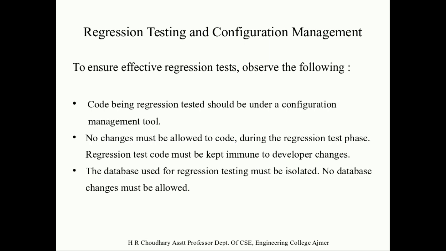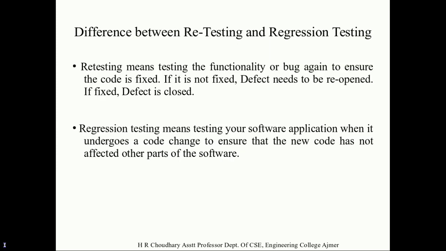The third one, the database used for regression testing must be isolated. No database change must be allowed. So when you are performing regression testing, the database of the software should be isolated, and no changes of any kind should be allowed in the database at the time of regression testing, so that the software can become effective after the regression testing. These are the things that should be kept in mind when you are performing regression testing. Now we move to the next slide.